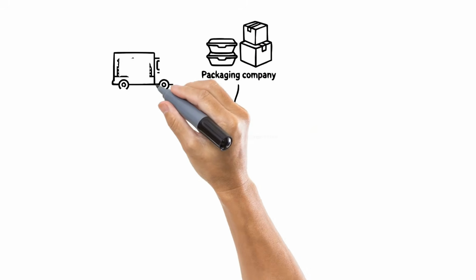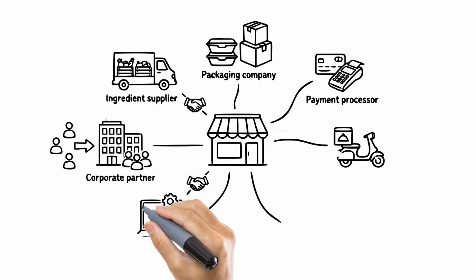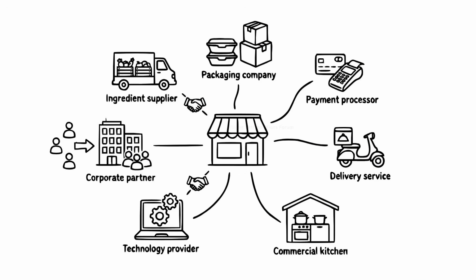Then, identify key partners. Instead of performing everything internally, the company might work with ingredient suppliers, packaging companies, payment processors, delivery services, commercial kitchens, technology providers, or corporate partners that provide access to potential customers.